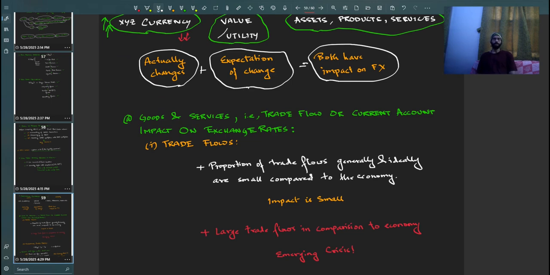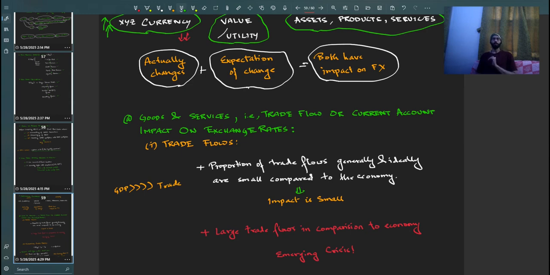Now what do we mean by trade flows? Obviously by trade flows we are talking about exports and imports of goods and services. Generally speaking, the economy is much larger than the trade flows. The GDP is much larger than the trade flows. This means the impact of the trade flows on the exchange rates is much smaller.